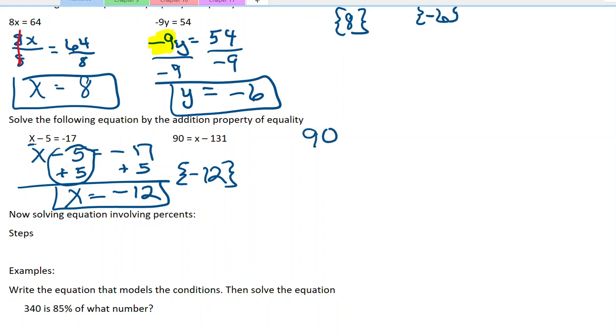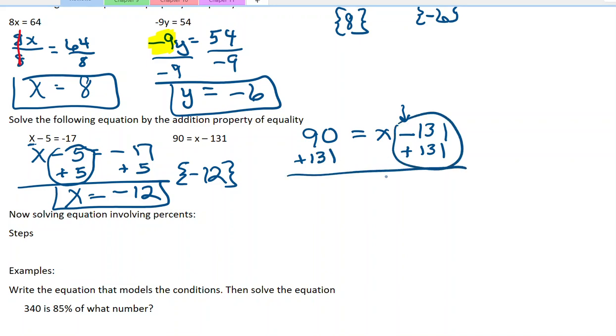Well, this one says 90 equals x minus 131. Well, we notice that we need to do the opposite sign of subtraction. The opposite sign of subtraction is addition. So this zeroes out, so I have x equals, and I'm going to add this. And this is it. So my solution set is 221. Nothing hard.